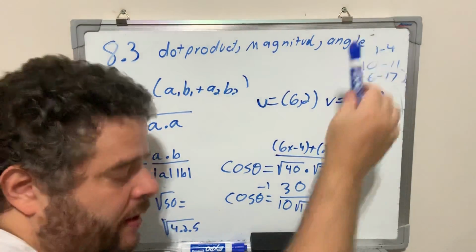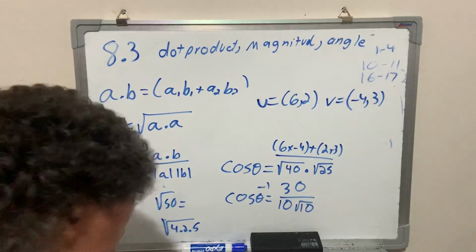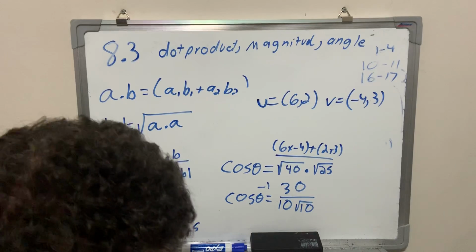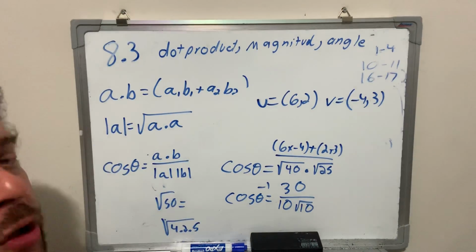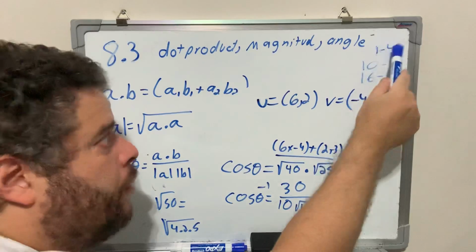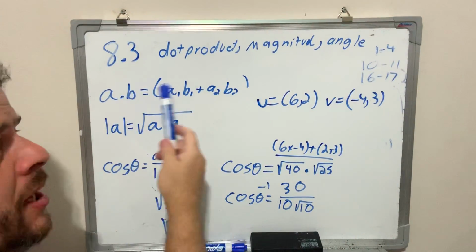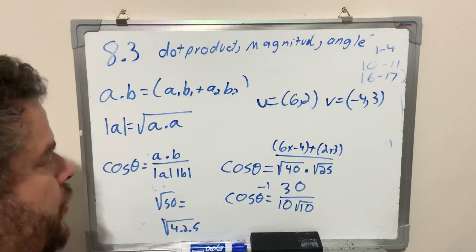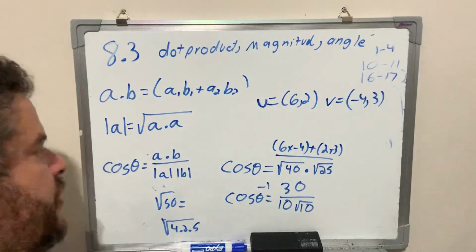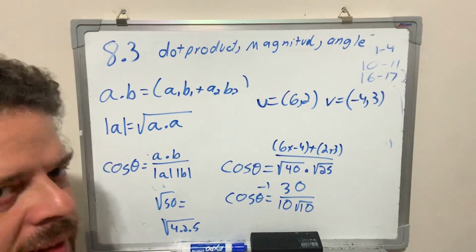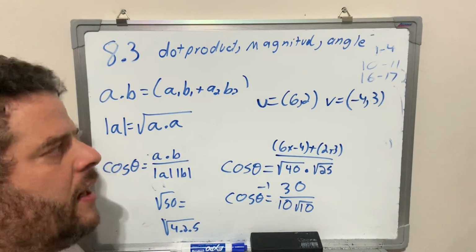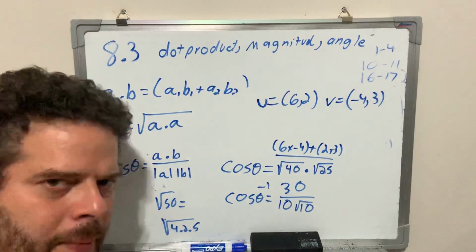Now the homework, shouldn't take you very long, is from page 506, do 1 through 4, which is pretty much dot product, 10 to 11, which is pretty much two magnitudes, and 16 through 17, which is pretty much finding the angle between those two non-zero vectors. If you have questions, let me know.